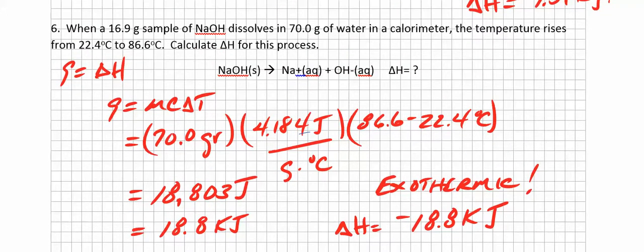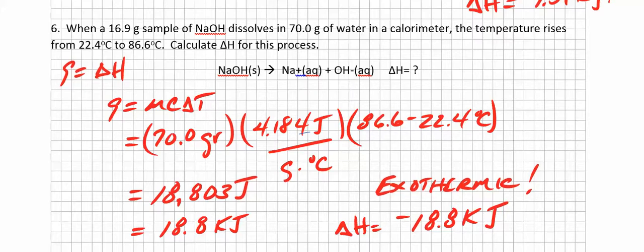Number 6 says, when a 16.9 gram sample of sodium hydroxide dissolves in 70 grams of water in a calorimeter, the temperature rises from 22.4 to 86.6 degrees Celsius. Calculate the delta H for this process. This is going to be exactly the same. In fact, this is an exothermic reaction. Once again, I know that because the temperature is increasing from 22.4 to 86.6. That means this reaction is generating heat, since the water surrounding it is increasing in temperature. That makes it an exothermic reaction.